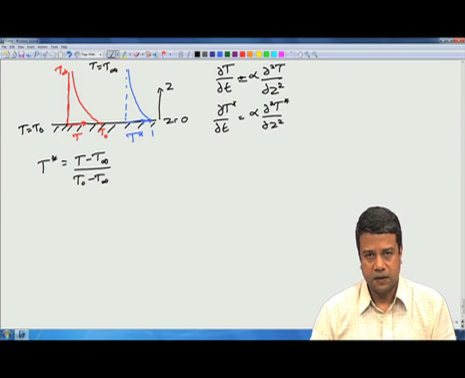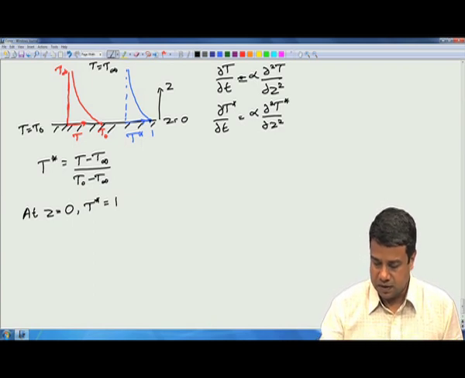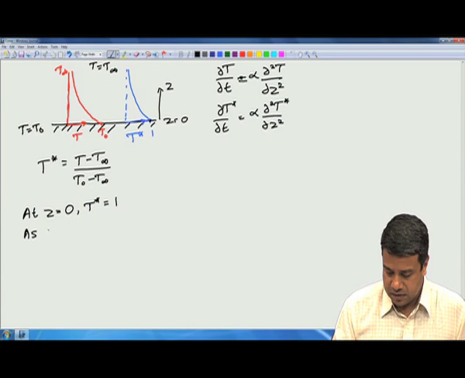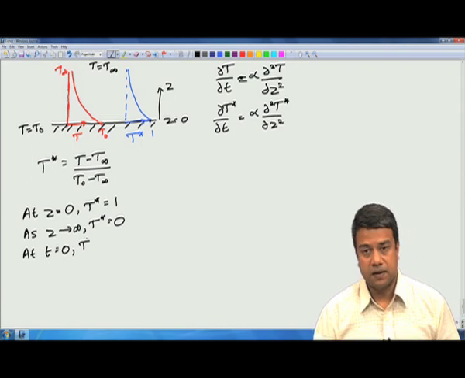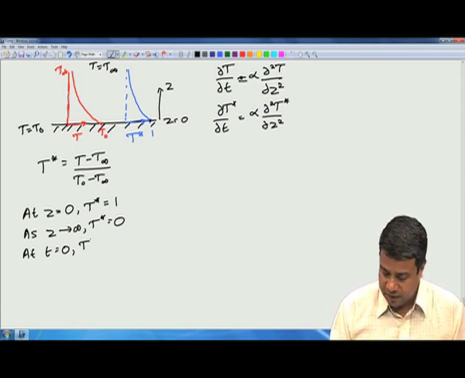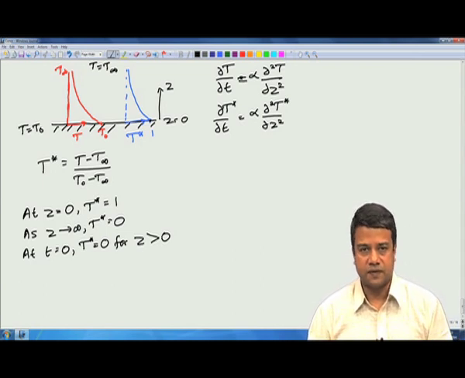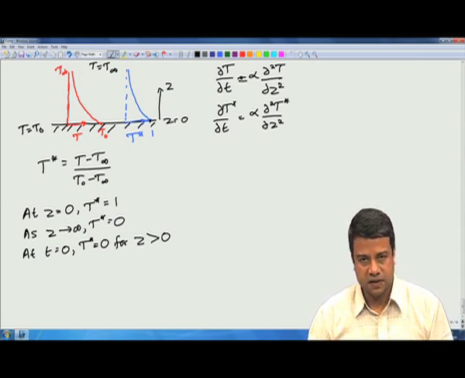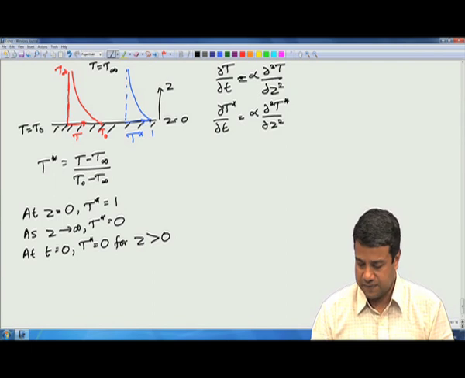And the boundary conditions: at z is equal to 0, T star is equal to 1. As z tends to infinity, T star is equal to 0. And at t is equal to 0, when we have just increased the temperature of this bottom plate, T star is equal to 0 for all z greater than 0, which is not on the bottom surface. At the surface itself, T star has become equal to 1 because we have instantaneously heated the surface.